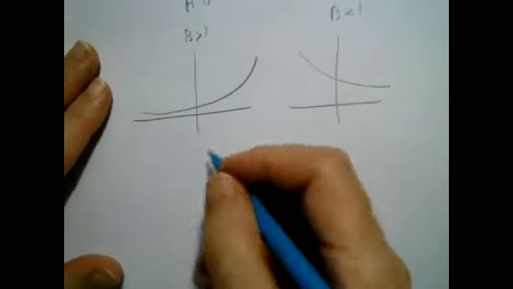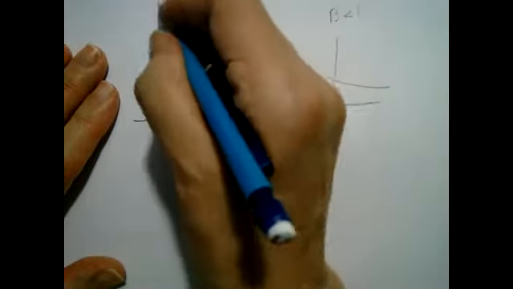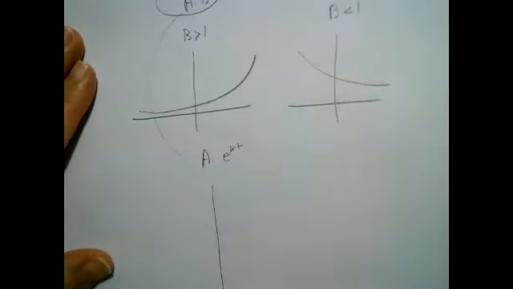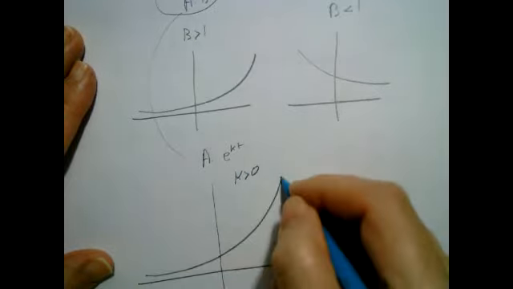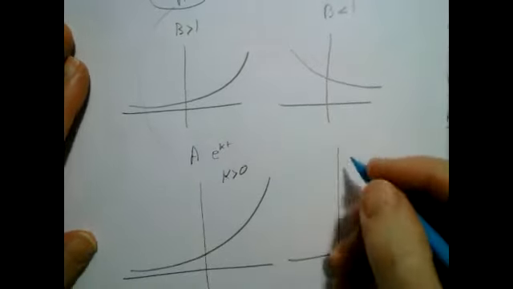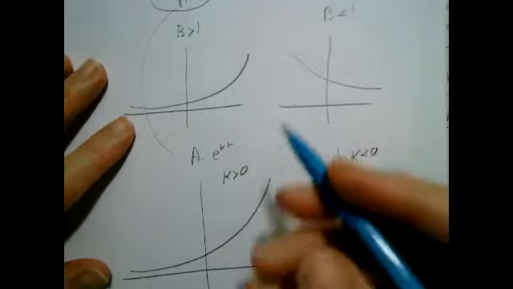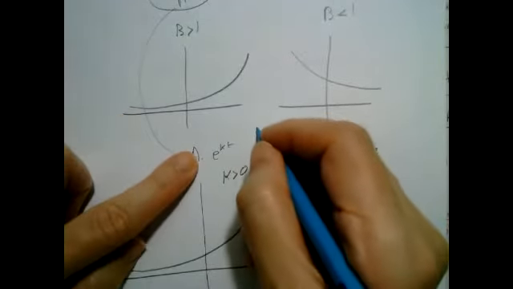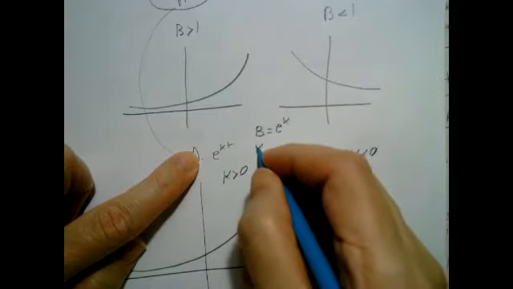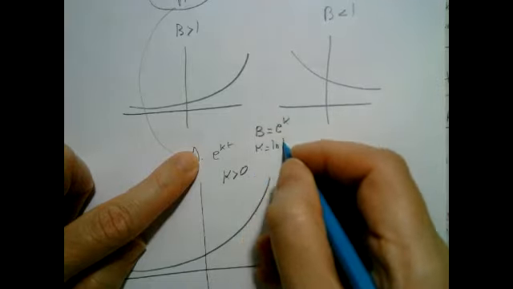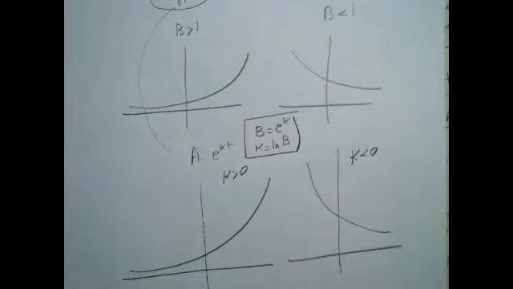decrease. If I write it as a e to the kt, so if I rewrite this in this format, then this will be the scenario. Positive k, increase; negative k, decrease. And the relationship between those is that b is e to the k, or k is the ln of b. That's the relationship between all those ideas.